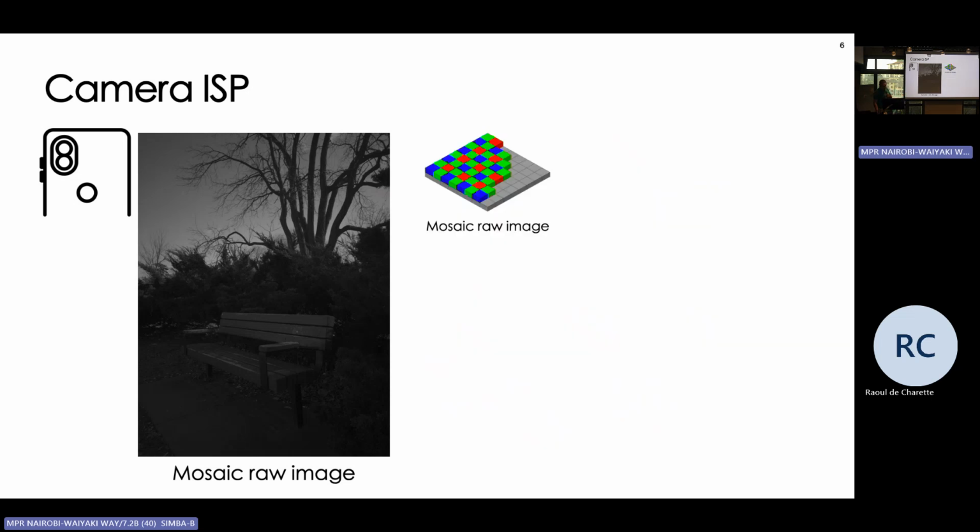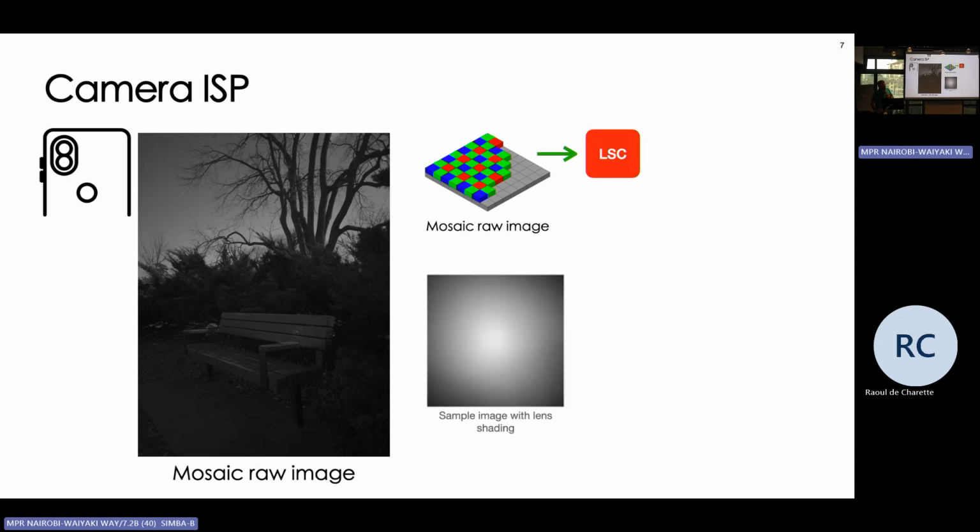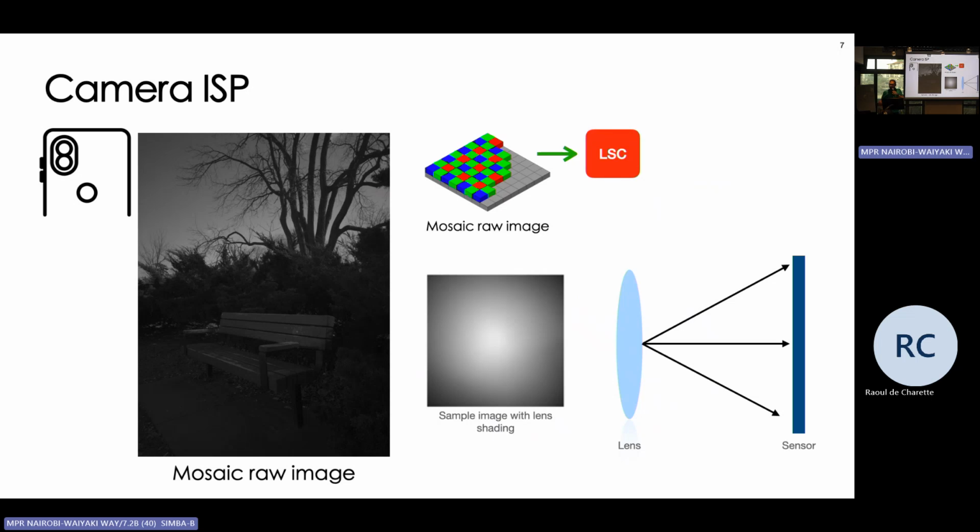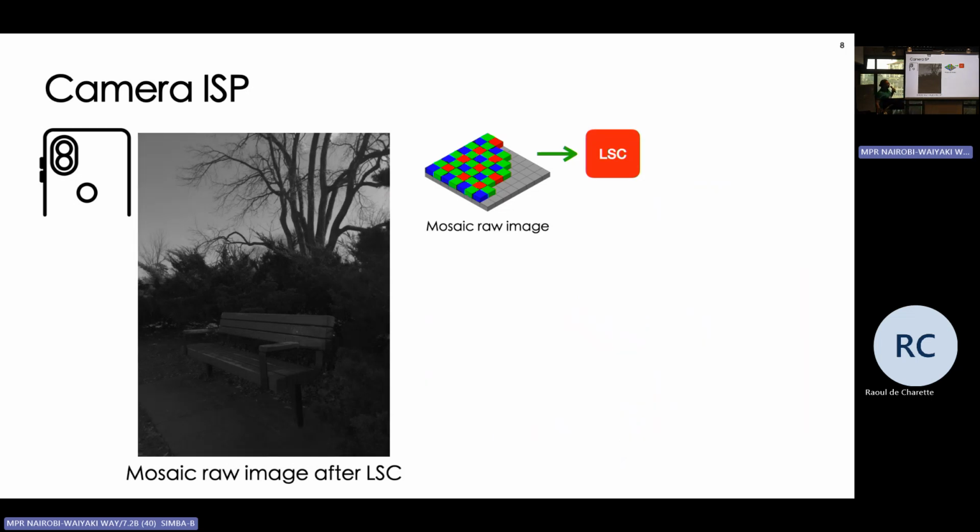So you have a perfectly linear, or not perfectly, but approximately linear representation of the incoming light of that particular scene. So we start from the mosaic raw image, and then we have lens shading correction that tries to fix what we call the lens shading phenomenon, where in the middle we have brighter values than the edges in the received image, and that is caused by the way the light transfers from the lens and hits the sensor from different angles. And this step just tries to improve or make uniform the brightness level of the image.